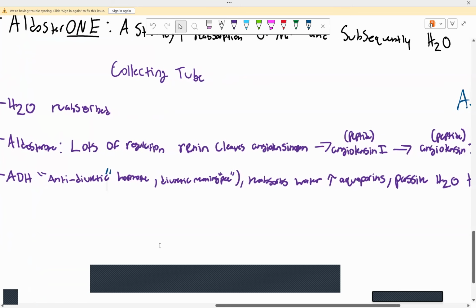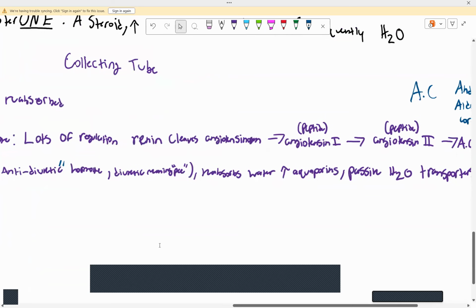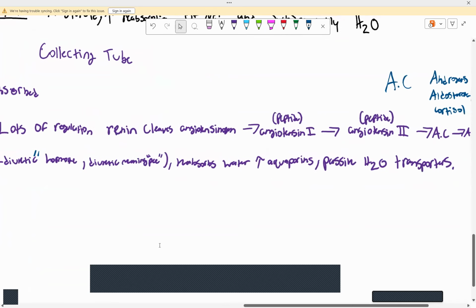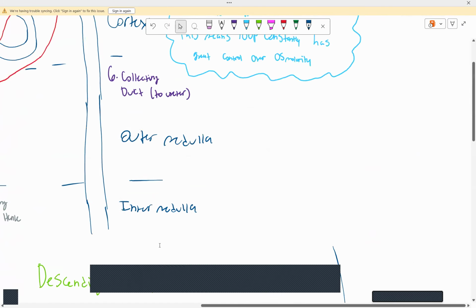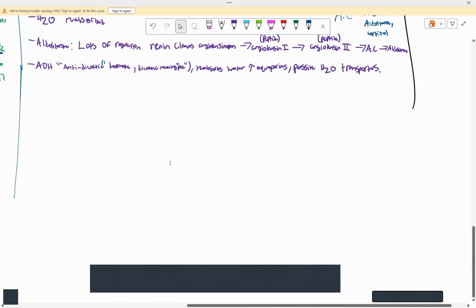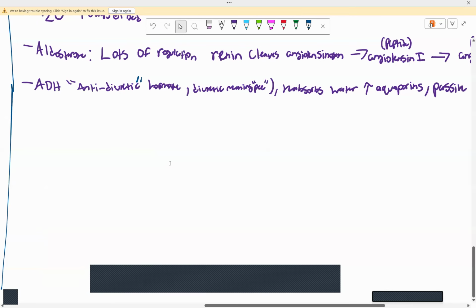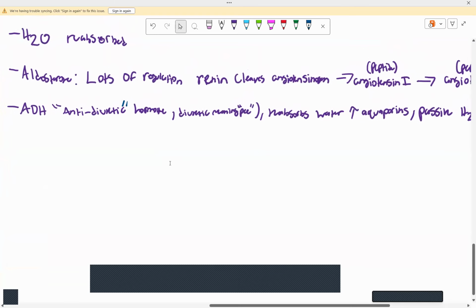That means it's fast acting and doesn't act as long. It reabsorbs water via aquaporins, so it's increasing the number of aquaporins on the collecting duct, only on the collecting duct. Another key distinguishing factor between ADH and aldosterone is that aldosterone increases sodium permeability, whereas ADH only increases the amount of water that is reabsorbed.